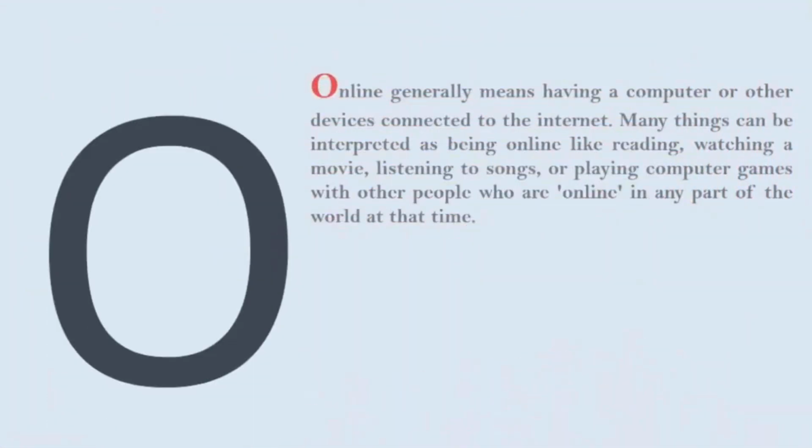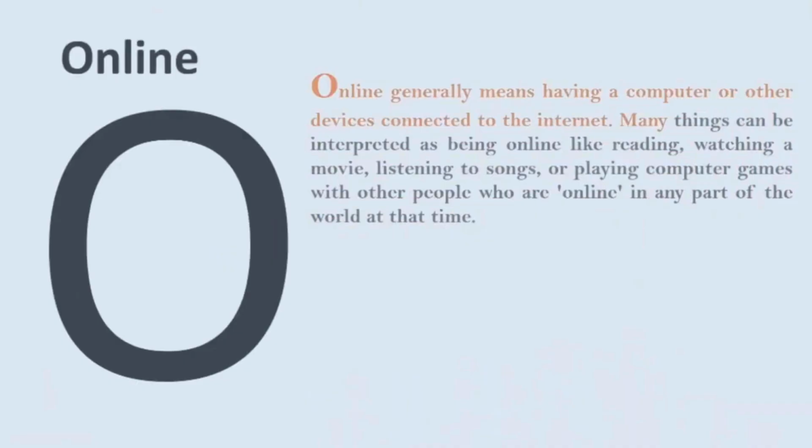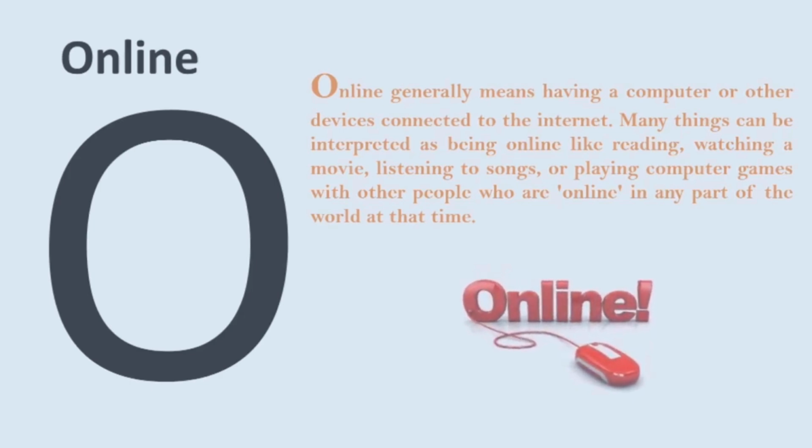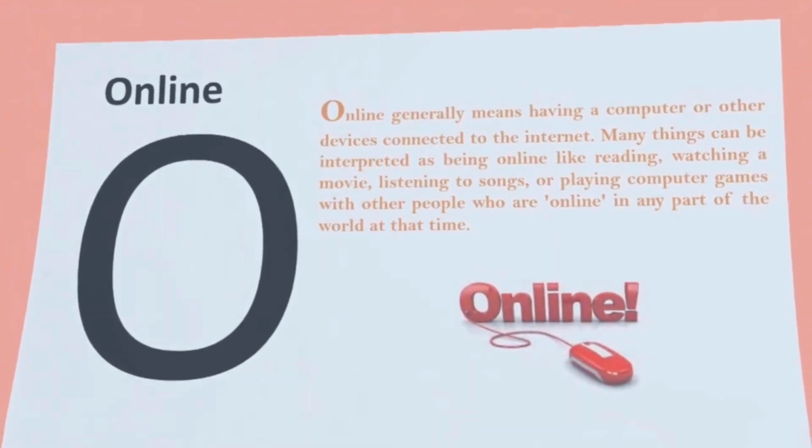Letter O stands for the word online. When you hear the word online, it means that your computer or other network-related devices are connected to the internet service. Watching YouTube, for instance, can be interpreted as being online. Listening to music or playing video games with your friends on the internet can be interpreted as being online. Using chat applications like WhatsApp and Facebook chat can be interpreted as being online.